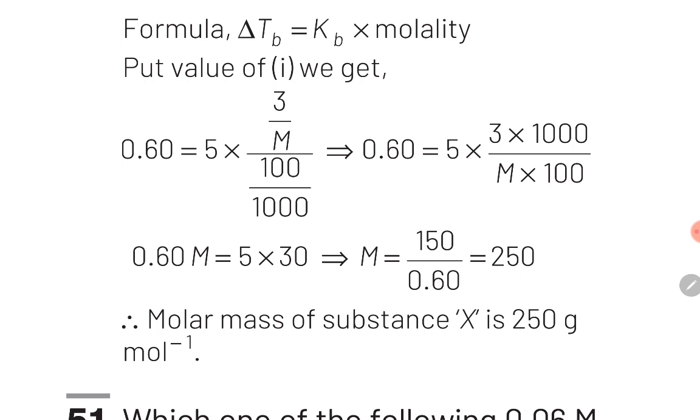Also guys, न्यूमरेटर में number of moles of solute के जगह हम लिख देंगे given mass of solute divided by molar mass of solute. Given mass of solute is 3 grams and molar mass of solute is considered as M. So guys, इसीलिए हमारा ये equation इस format में आता है. And now guys, on solving this we'll get the value of M as 250 grams per mole. So guys, this is the answer for this second question. Now let's move ahead to the next slide.